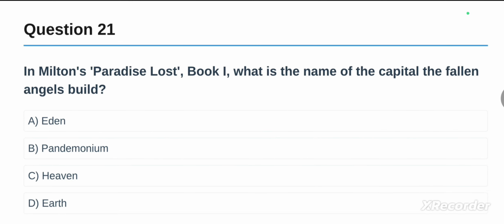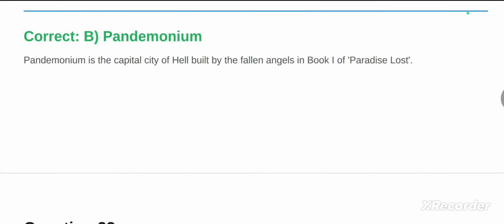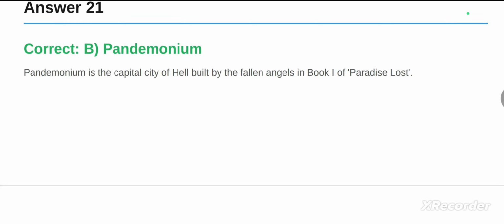Question number 21. In Milton's Paradise Lost, Book 1, what is the name of the capital the fallen angels built? And we all know it is Pandemonium, built by Beelzebub. Pandemonium is the capital city of hell, built by the fallen angels in Book 1 of Paradise Lost.